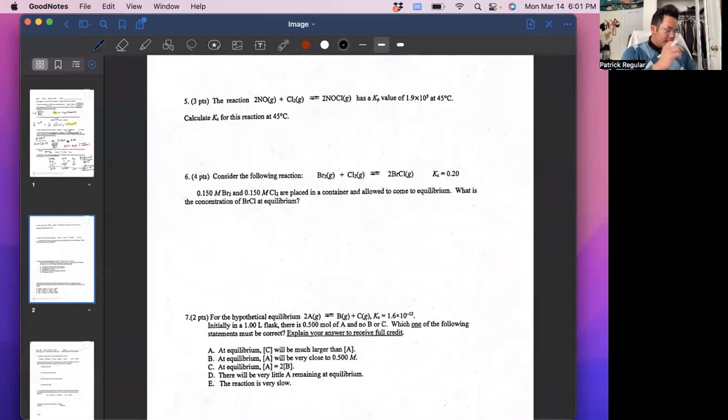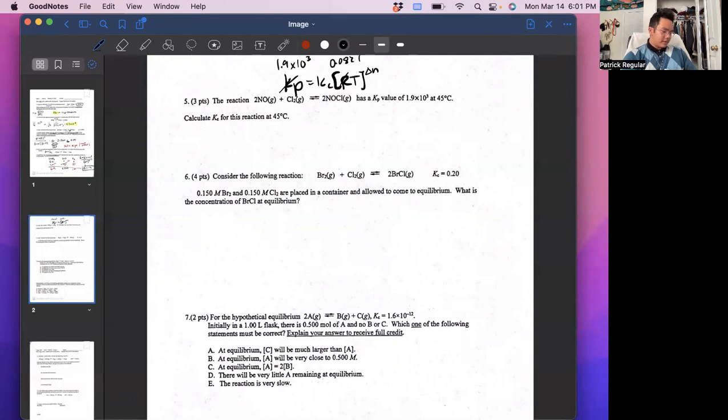All right. So for this reaction, we are given a Kp value and all of that. Calculate the Kc for the reaction at 45 degrees Celsius. Now this goes back to just directly plugging and chugging it into one of our equations. The equation that we're looking for is Kp equals Kc times R times T to the delta n. We're given our Kp, that's 1.9 times 10 to the third. Our R value is 0.0821.